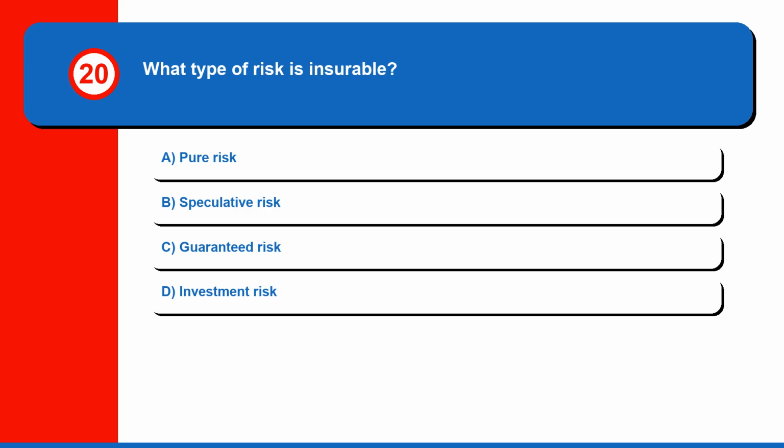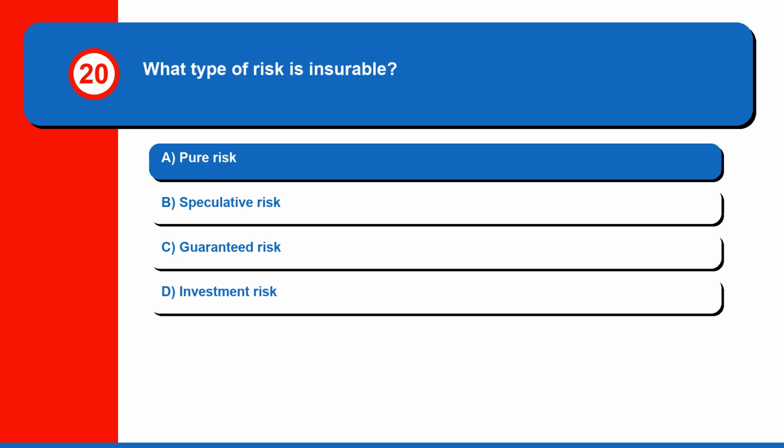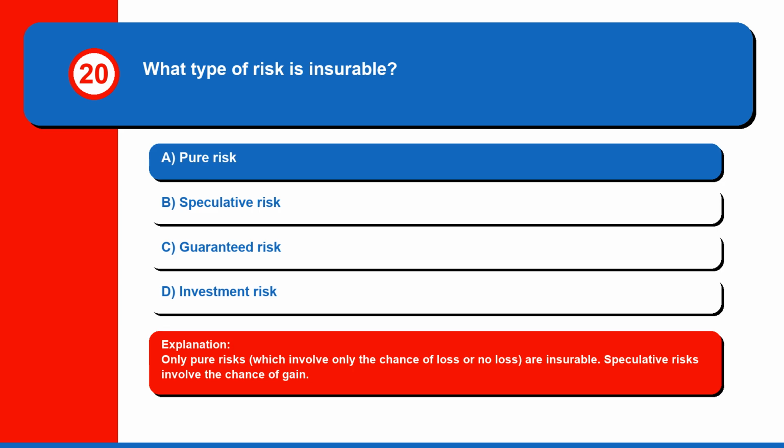Question 20. What type of risk is insurable? A. Pure risk, B. Speculative risk, C. Guaranteed risk, or D. Investment risk. The correct answer is A. Pure risk. Only pure risks, which involve only the chance of loss or no loss, are insurable. Speculative risks involve the chance of gain.